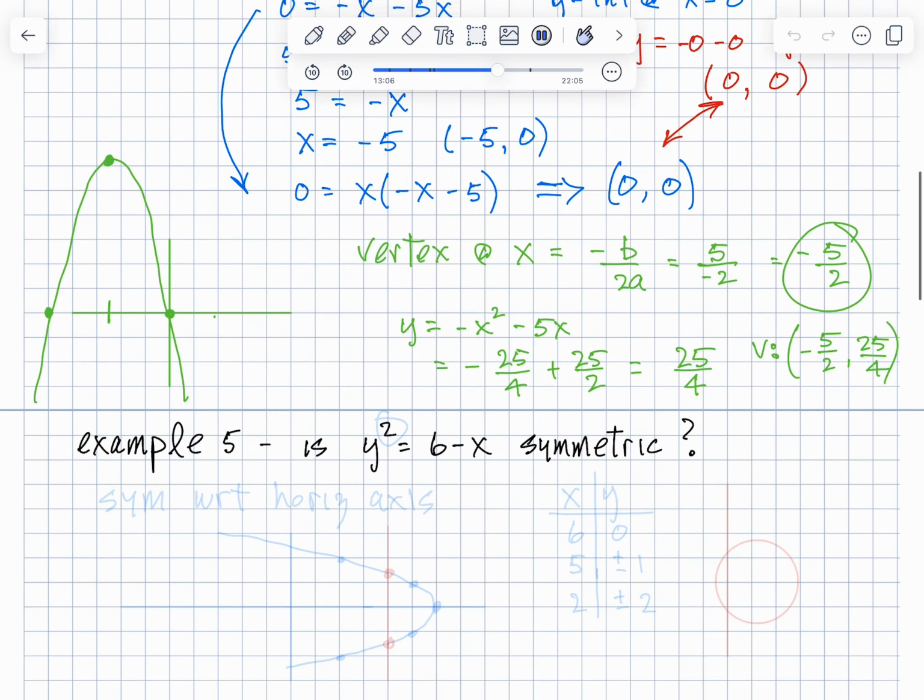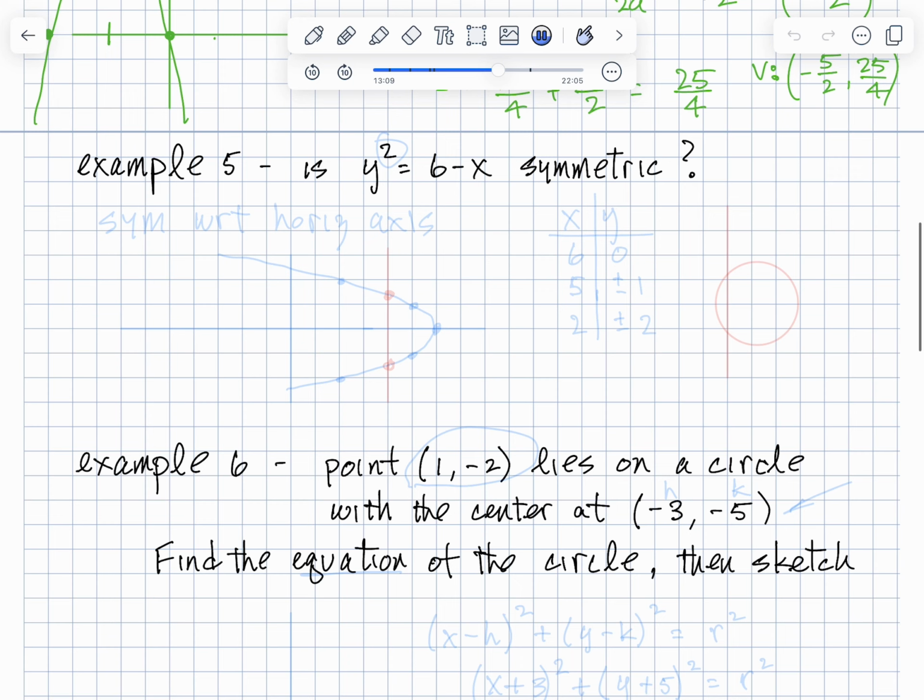So example 5. We want to know if the equation y squared equals 6 minus x is symmetric. Well, we can answer that right away. We know because it's a y squared term, we know it's going to be symmetric with respect to the horizontal axis, because the y value is squared. So now that we know it's symmetric, let's plot this thing and see what it looks like.